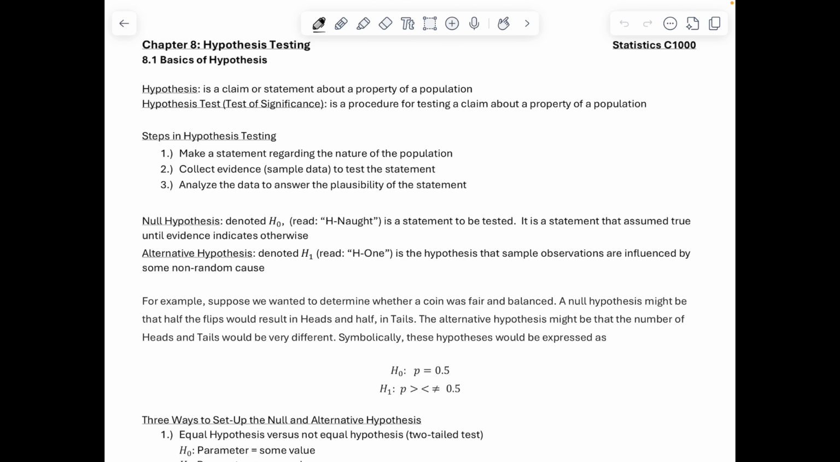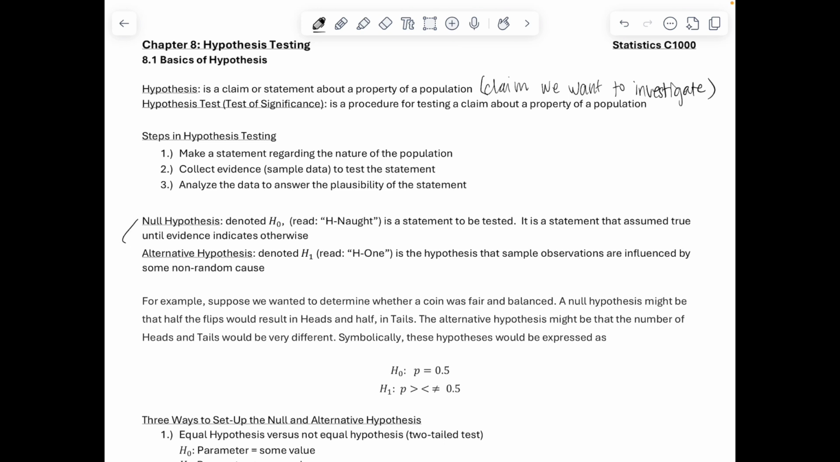So a hypothesis is a claim or statement about a property of a population. And this is a claim that you want to investigate. And a hypothesis test, or test of significance, is a procedure for testing a claim about a property of a population. So steps for hypothesis testing is going to be to make a statement regarding the nature of the population, collect your evidence, this is going to be your sample data, to test the statement. You're going to analyze the data and answer if the plausibility of the statement works or not.